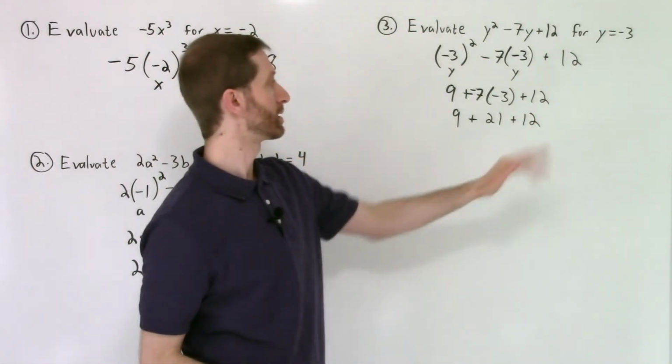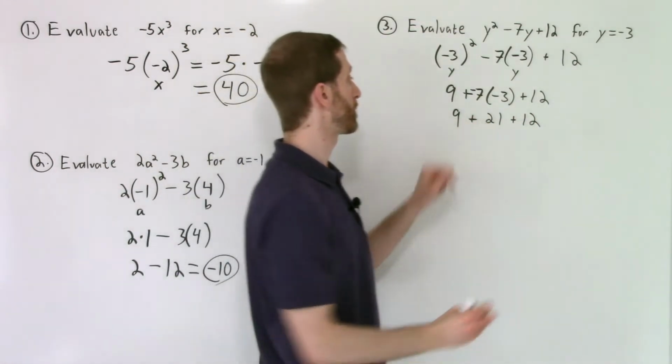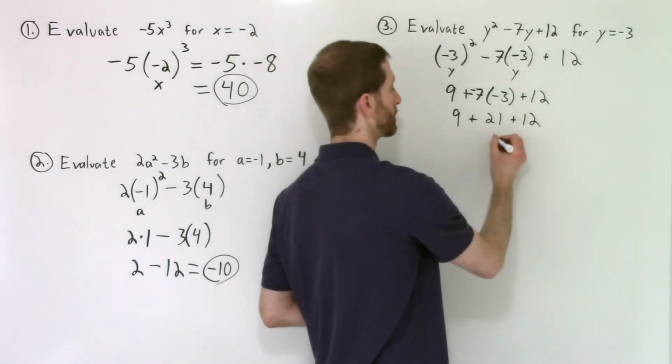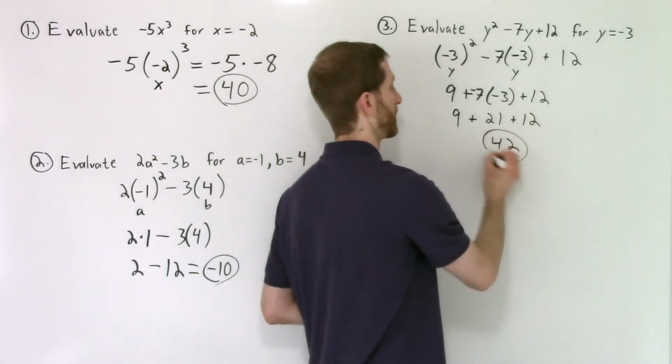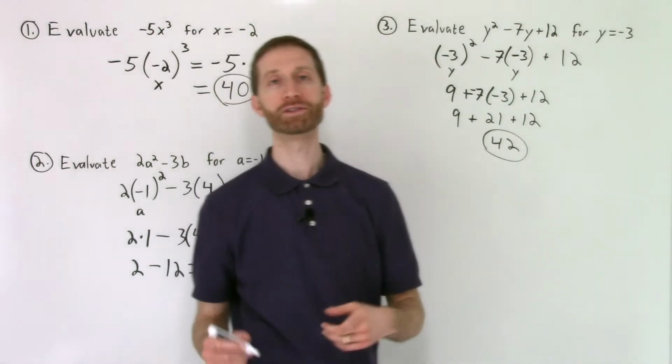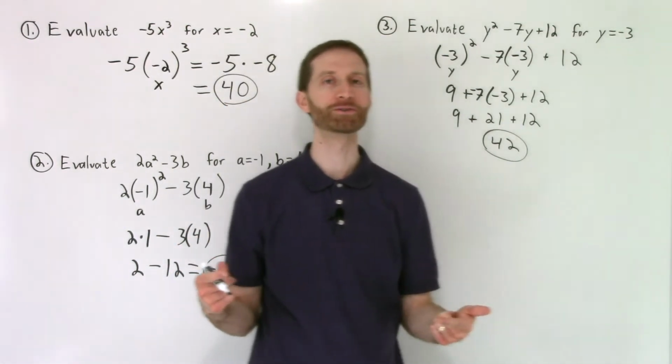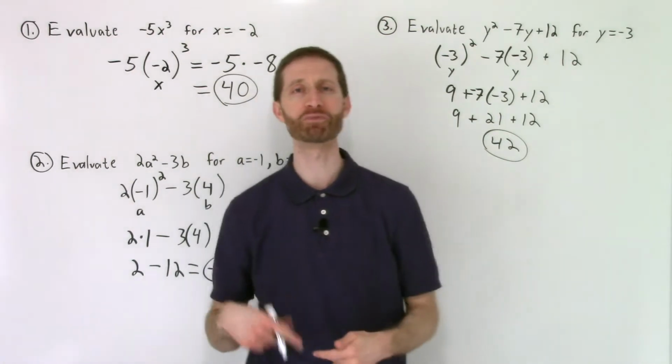And now we just add from left to right. 9 and 21 is 30. Plus 12 is 42. And that, folks, is a wrap on this video. Go rock some order of operation evaluation problems with integers.